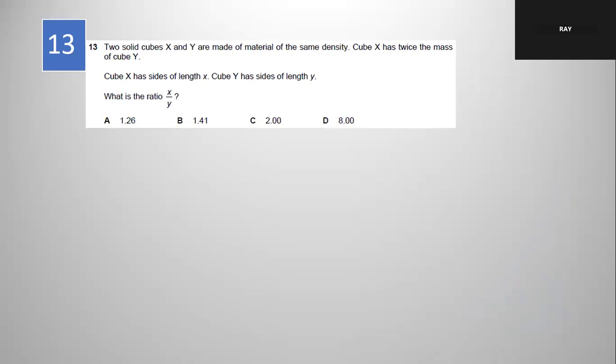Two solid cubes, X and Y, are made of material of the same density. X has twice the mass of Y. Qx has the side of X. Qy has the side of Y. What's the ratio of X to Y? What's the answer?